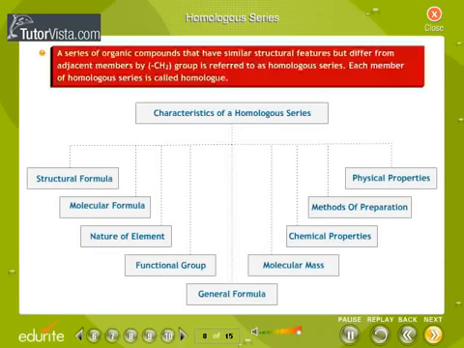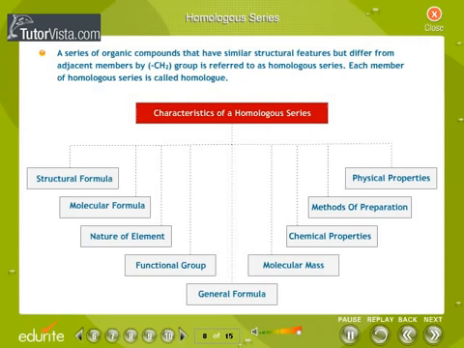Homologous series. A series of organic compounds that have similar structural features but differ from adjacent members by a CH2 group is referred to as a homologous series. Each member of a homologous series is called a homologue. Characteristics of homologous series. Observe the schema shown here.